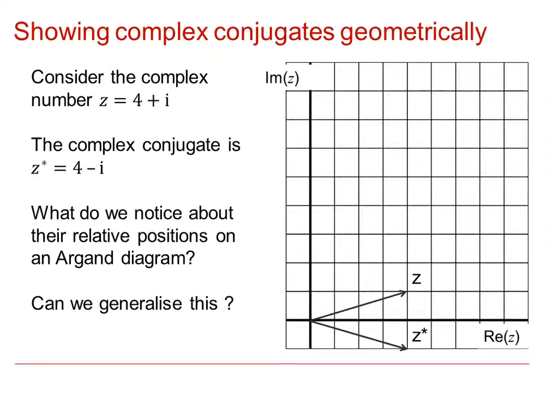If we consider the complex number z equals 4 plus i, which we can see on the diagram, the complex conjugate would be z star equals 4 minus i. What do we notice about the relative positions on the Argand diagram? Well, we can see that z star is a reflection of z in the real axis. Is this generally true? Yes. z and z star will always be mirror images of each other in the real axis.